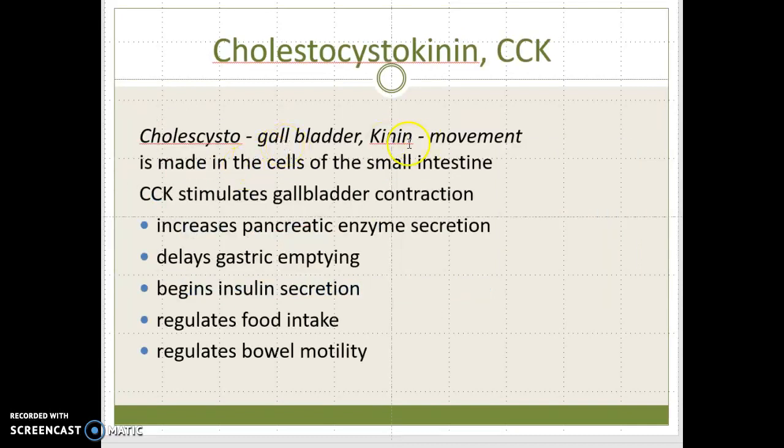So it's a gallbladder movement. It's what the cholecysto is, gallbladder. So not only does it stimulate the enzyme secretion, but it also delays gastric emptying, so not too much food moves into the small intestine too quickly. And it also helps regulate our appetite, because as we fill up with food, it kind of triggers your brain to say, we've had enough. So there's quite a few actions for that hormone.